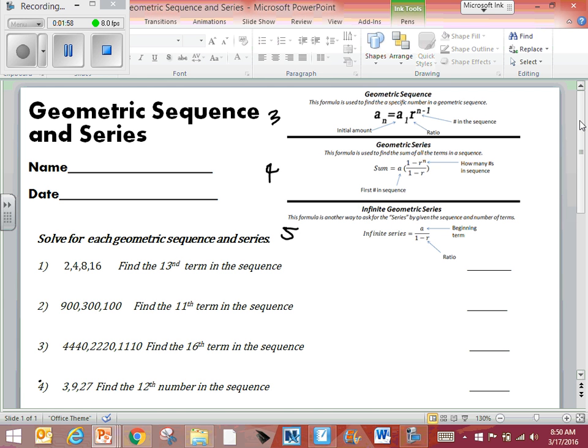So here's the deal. In a listing of numbers that may in fact be a sequence, the very first number is always called your initial amount, your A1, or in this particular case, I guess you just named it A. So first number of the sequence, initial amount, this beginning term. However you slice it, A is the very first thing.